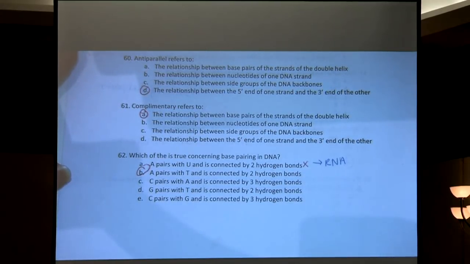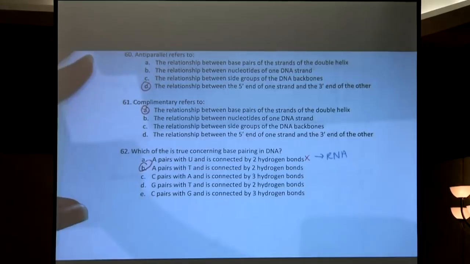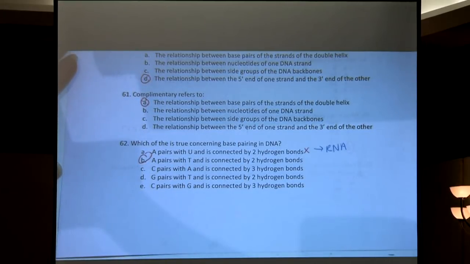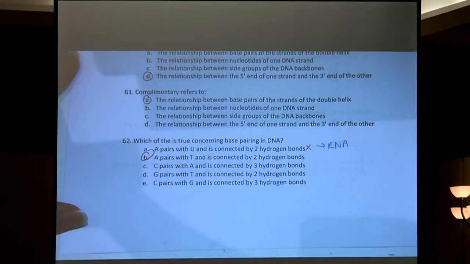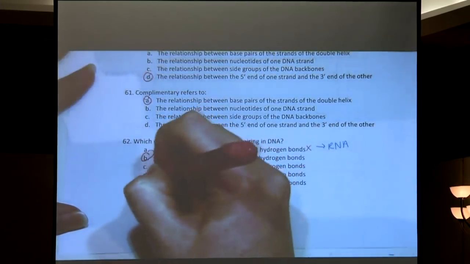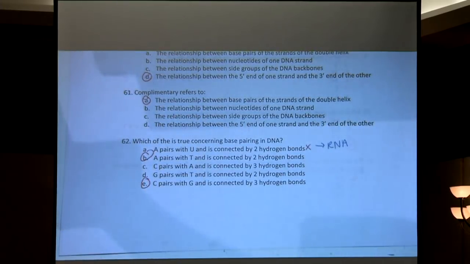Does C pair with A? How about does G pair with T? Does C pair with G? And is it connected by 3 hydrogen bonds? So that is also true. C and G will be connected by 3 hydrogen bonds. A and T will be connected by 2 hydrogen bonds. In this case, order does not matter. You could also say T is connected to A or G is connected with C.